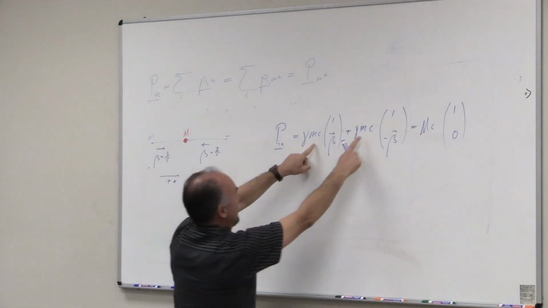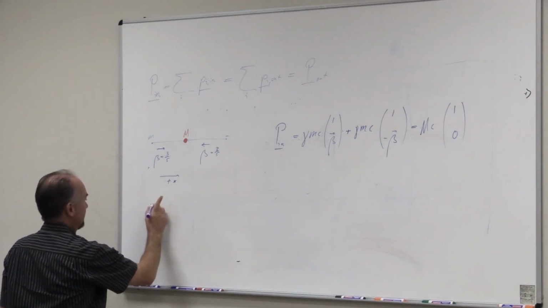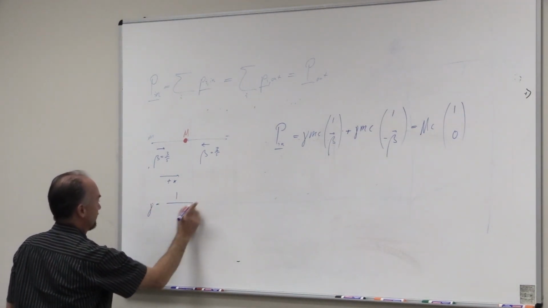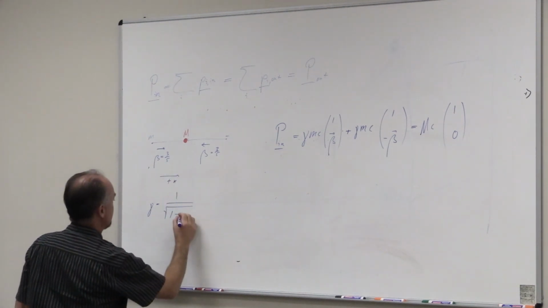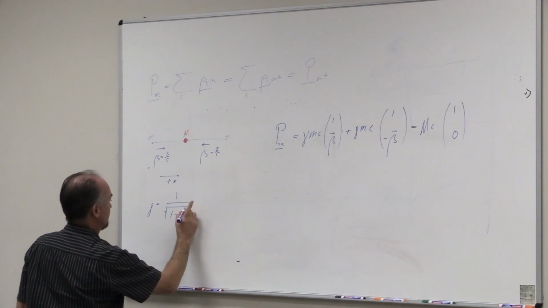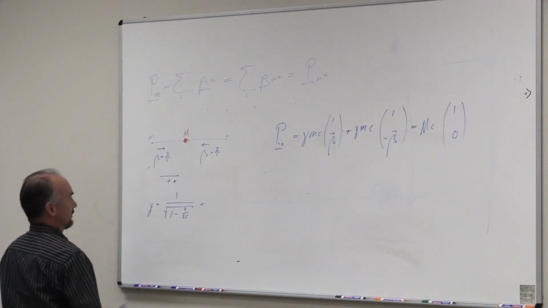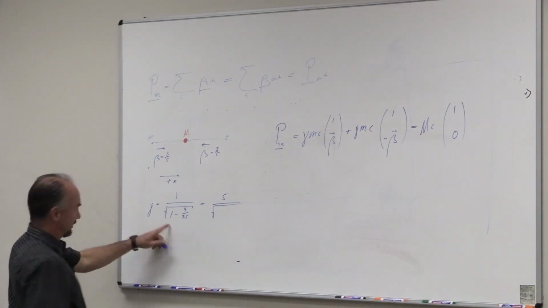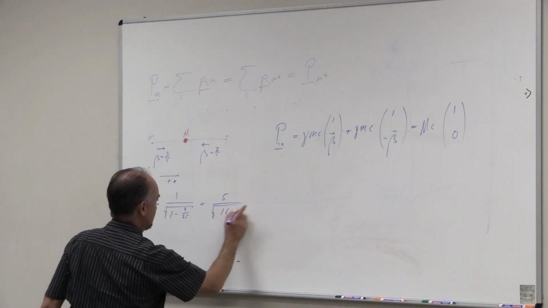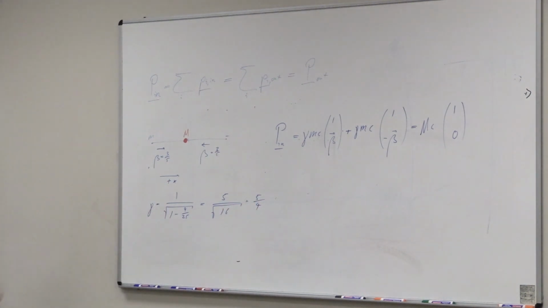Because we have the same masses, the same Lorentz factors, we can figure out what the Lorentz factor is. And the Lorentz factor is 1 over the square root of 1 minus beta squared. So beta squared is 9 over 25. So that is 5 over the square root of 25 minus 9, which is 16. And so that is 5 over 4. That's our Lorentz factor.